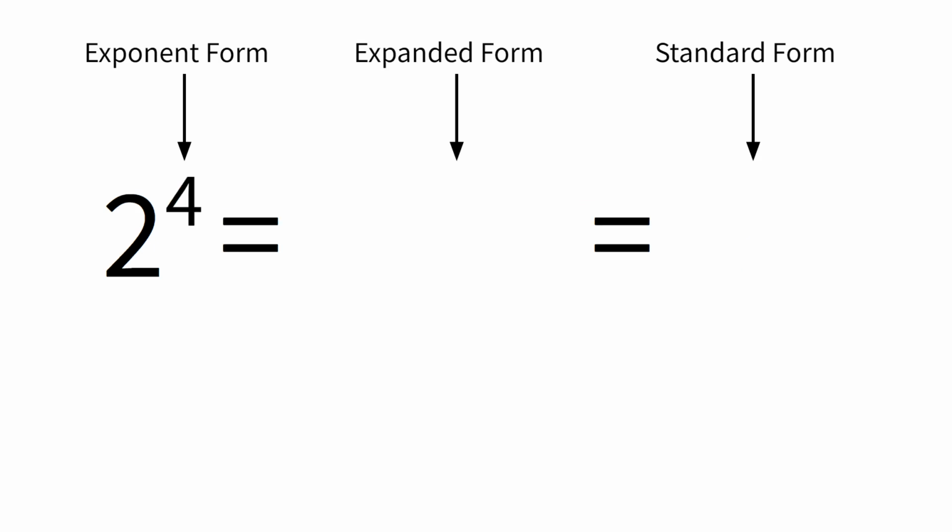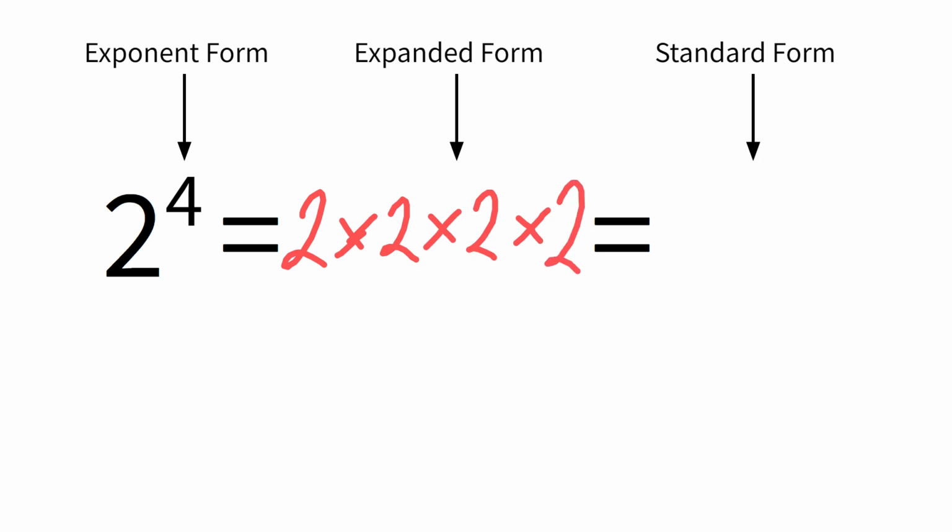All right, let's try something a little bit harder. I have 2 to the 4th power. Remember, this does not mean that I'm multiplying 2 times 4. 2 to the 4th power in expanded form is going to be 2 times 2 times 2 times 2, right? And what's this going to be in standard form? If I put all of this into a calculator, what do I end up with? If I'm not mistaken, it's going to be 16. Let me see if I got that right. So 2 times 2 is 4. 4 times 2 is 8. 8 times 2 is going to be 16. Yep.